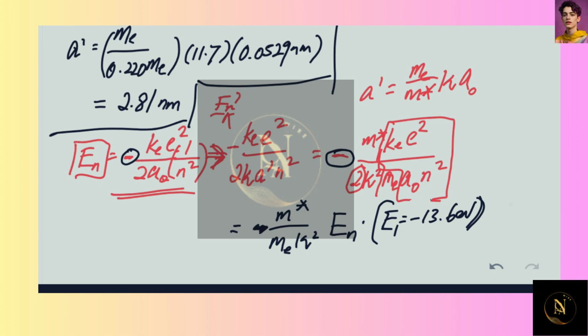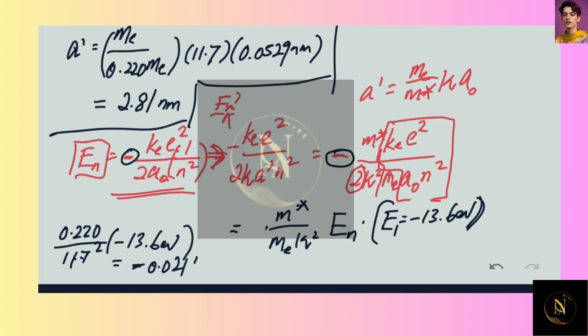Putting that into the expression, we already found m star over me, which is 0.22, divided by kappa squared, which is 11.7 squared, multiplied by E1, which is negative 13.6 eV. We get about negative 0.0219 eV.